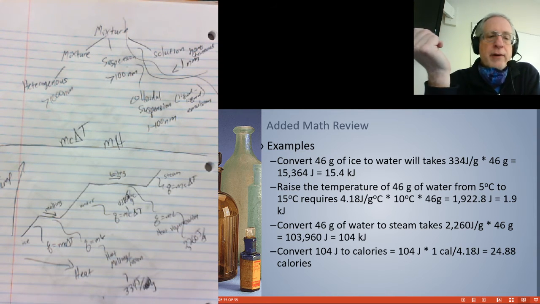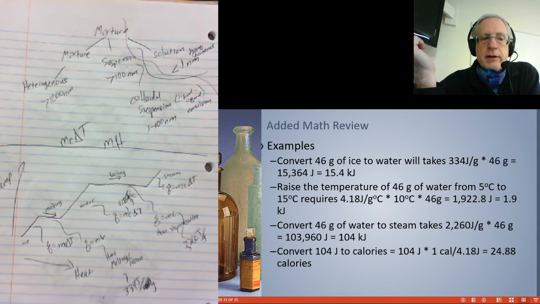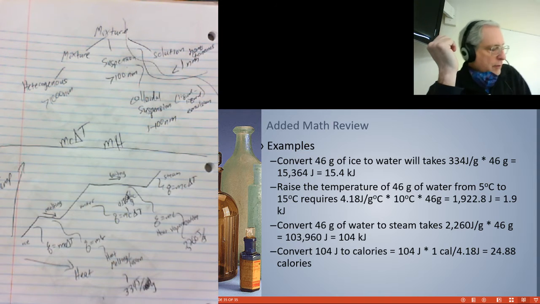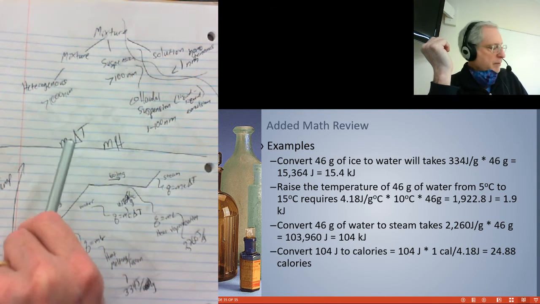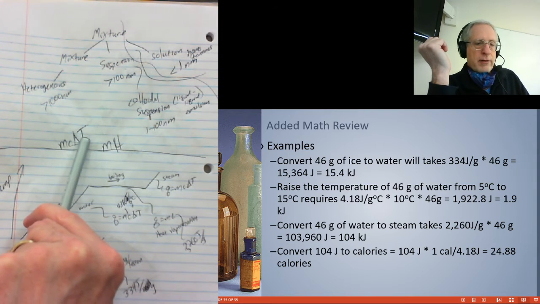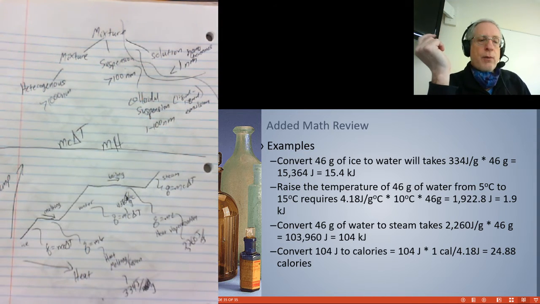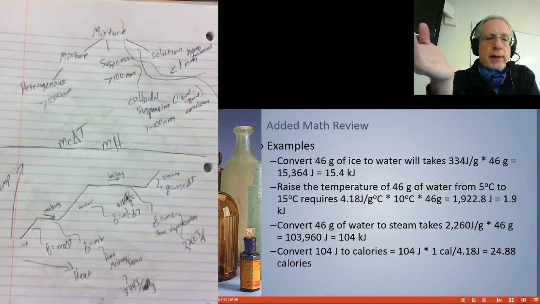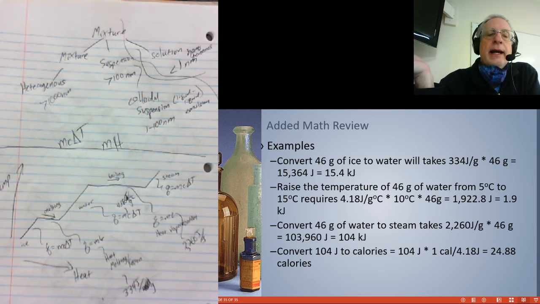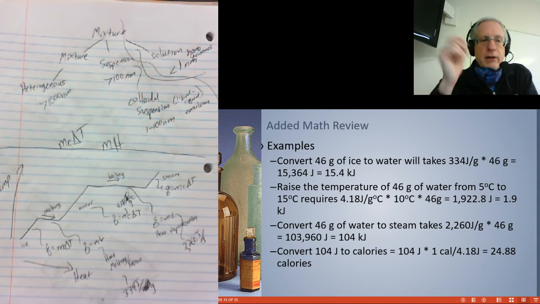Let's take that same 46 grams, and what if I'm just changing the temperature of it from 5 to 10 to 15 degrees? Well, that's when I use mc delta T. The mass is still 46 grams. The temperature change is 10 degrees, and the specific heat for water averages 4.186, or here 4.18. I multiply those out, and I get 1.9 kilojoules. If that temperature change was 100 degrees instead of 10 degrees, then it would be 19 kilojoules.